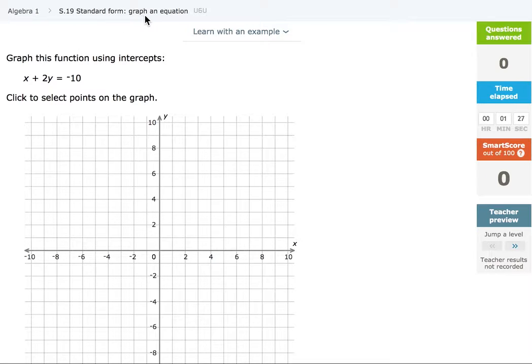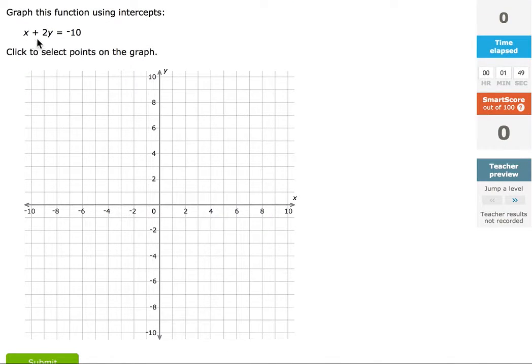Standard form, graph an equation. Okay, now that you've practiced how to find the x and y intercept when given the standard form, let's actually put that to some use, and part of the use is to be able to graph. So we'll go through the calculating of the x and y intercept a little bit quicker now that you've gotten acquainted with that method. So let's start here with the equation x plus 2y equals negative 10.